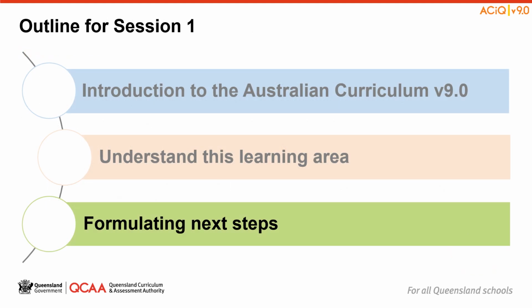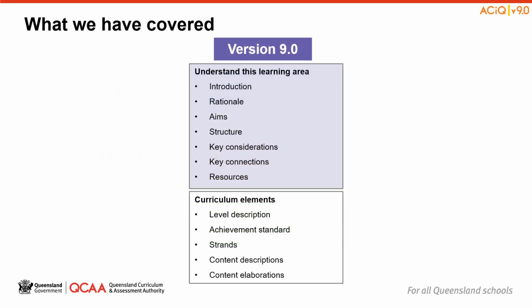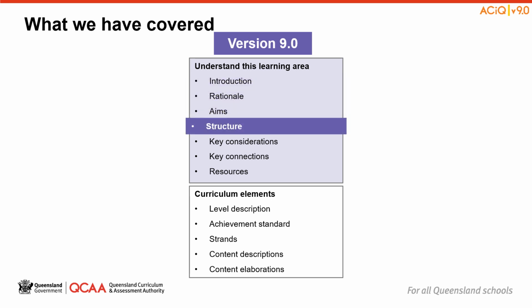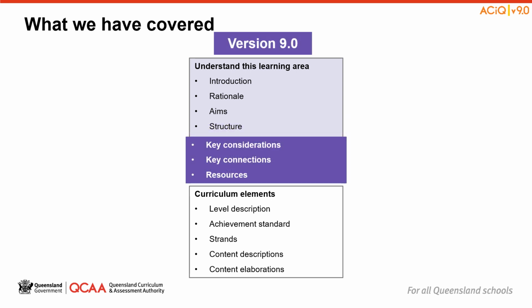Let's pause and recap what we have done in this first session in our Familiarisation and Planning series, and what can be done with the new knowledge to help us transition to version 9. Here is the summary of the sections of the curriculum we have covered in the first session. We have considered the intent of the curriculum by reviewing the introduction, rationale, and aims. Next, we examined the structural changes for the arts by reviewing the strands. Finally, we reflected on some new elements to the curriculum by reviewing the key considerations, key connections, and resources associated with the arts.